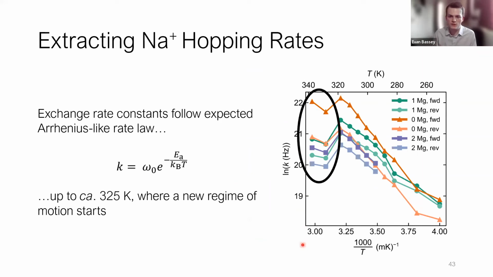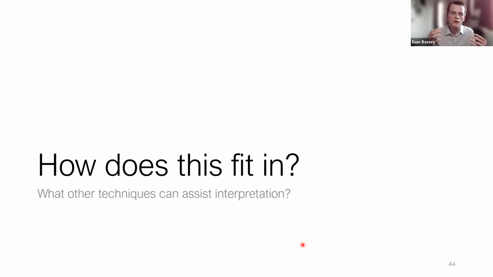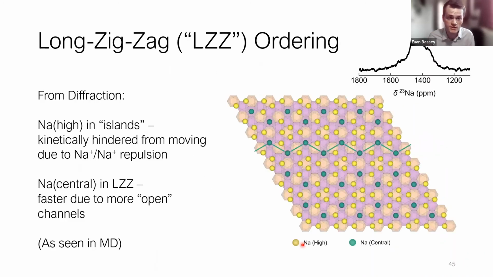So it begs the question: does this actually make any sense, or is this just maths doing what it normally does, fitting something randomly without necessarily meaning anything? Actually it does mean something, and it fits in with other work. From a whole bunch of neutron and X-ray diffraction that I have done, you can see the sodium ions are ordered in what's known as a long zigzag, an LZZ type of structure, where we have these easy, free-going sodium ion chains, which are very mobile.